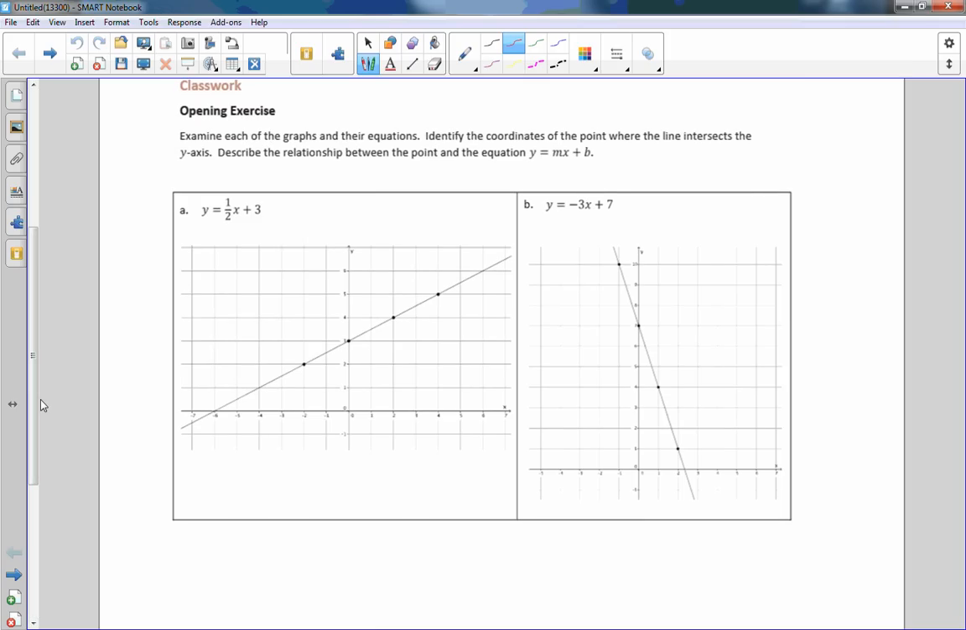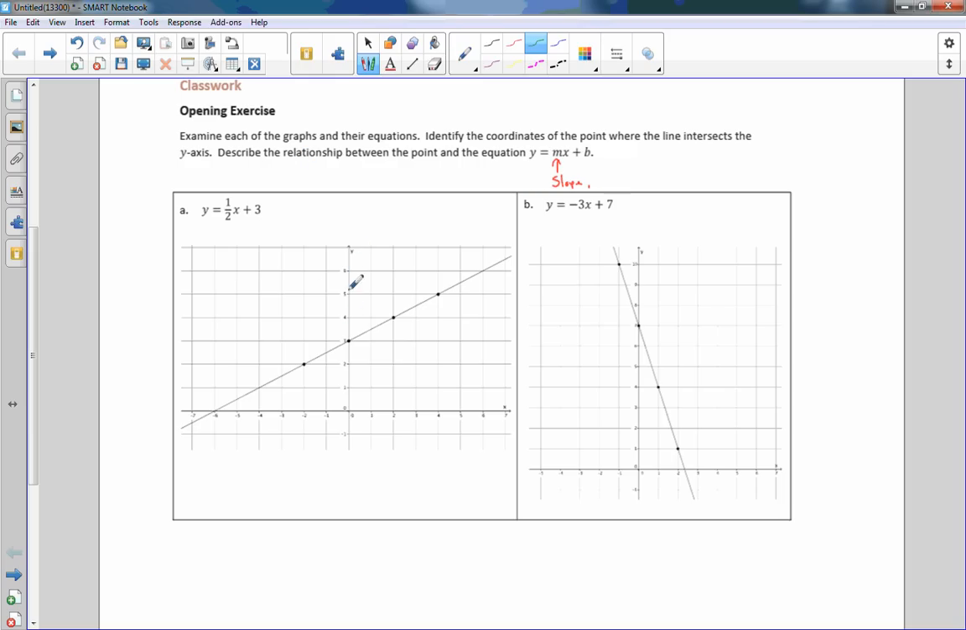It says to examine each of the graphs and their equations, identify the coordinates of the points where the line intersects the y-axis. Describe the relationship between the point and the equation y equals mx plus b. Now keep in mind, we already know that the m is the slope from lesson 17. So we already know the slope of a is a half and the slope of b is -3. Okay, but this is not asking about slope here. This is asking about the y-intercept.